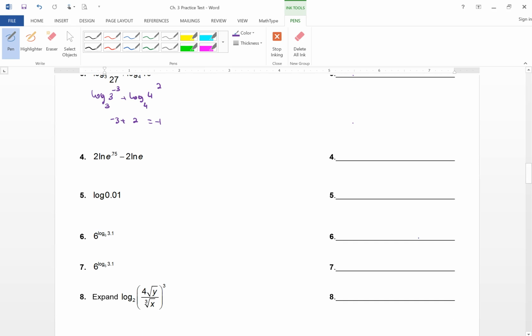The next one, it's 2 ln of e to the power of 0.75. Remember the 0.75 comes down? So it's 0.75 times 2. So that's 1.5 minus 2, which is negative 0.5.